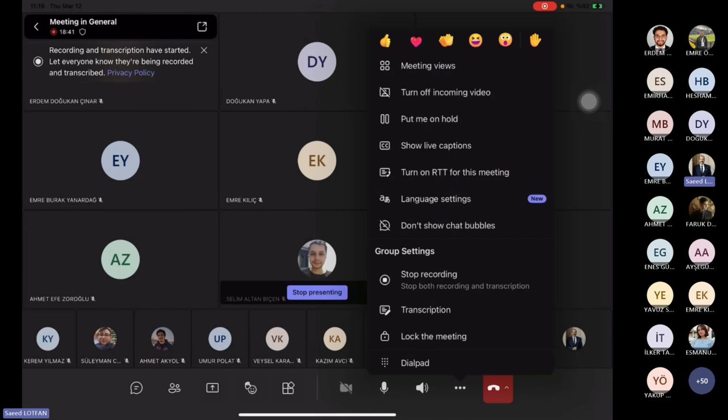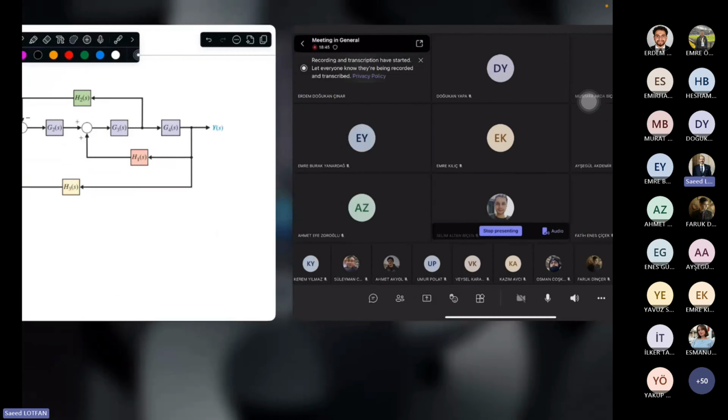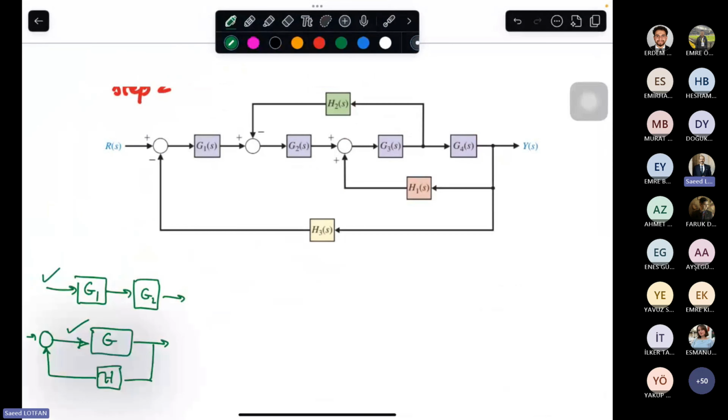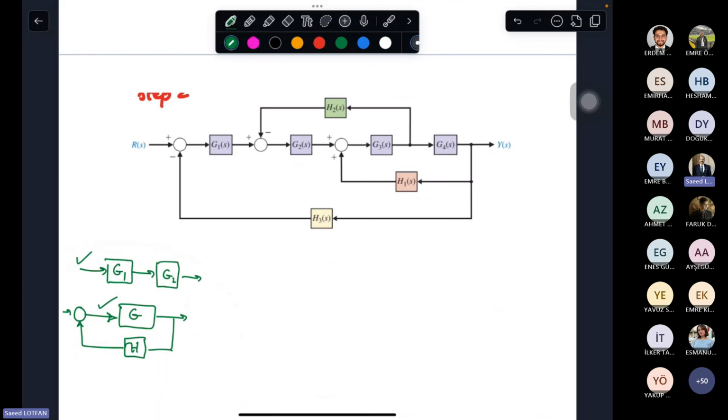Do you see my screen? Yes, we can. Okay. Something came up as an error, but I don't know what that was.